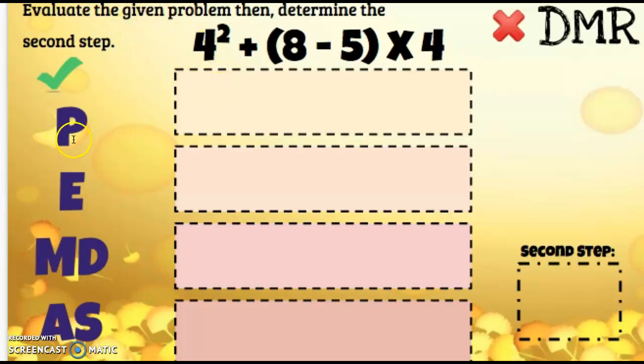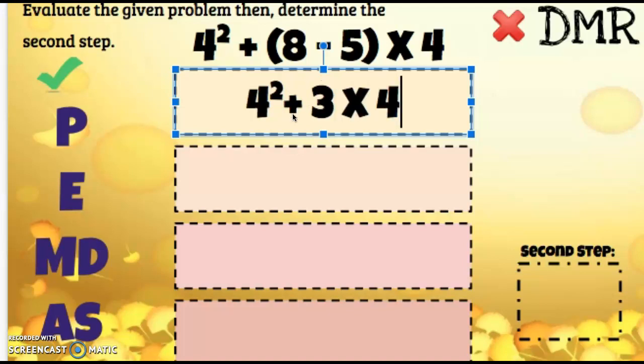So if it says evaluate this, I need to start solving. So I'm looking for parentheses. Looking. Oh, I see them. Here's my parentheses right here. This 8 minus 5. So I have to write this problem as is except for the 8 minus 5. So I'm going to do 4 squared plus 8 minus 5 is 3 times 4. Okay, so again, looking at this would be considered our first step. No parentheses. I can check it off my list.